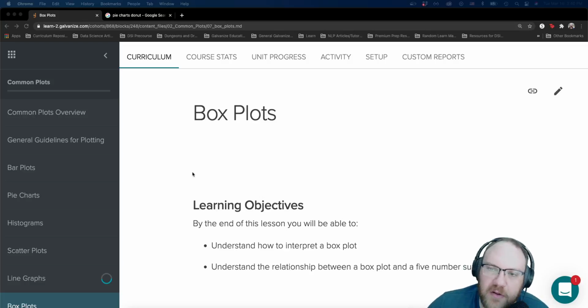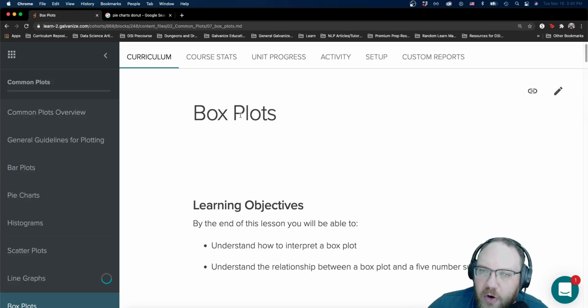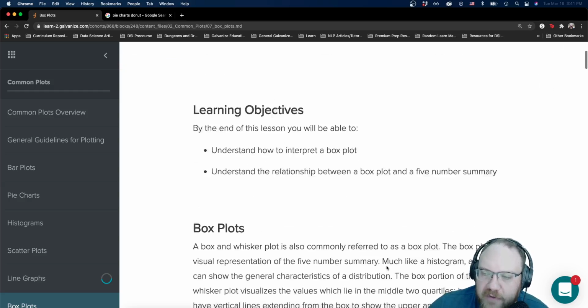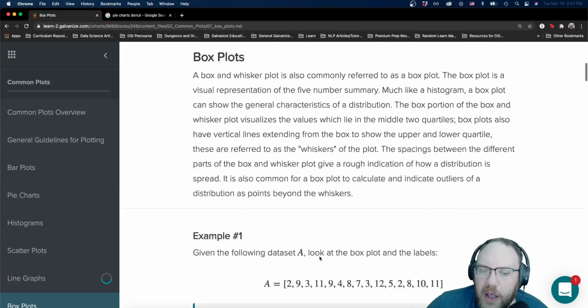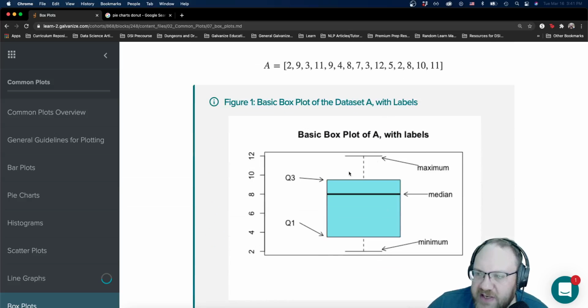And in our final lesson, as I mentioned, we are talking about box plots. We want to know how to understand and interpret a box plot, and we also want to make sure that we understand the relationship between a box plot and a five-number summary. As we talked about earlier, a box plot largely does display the values of a five-number summary.